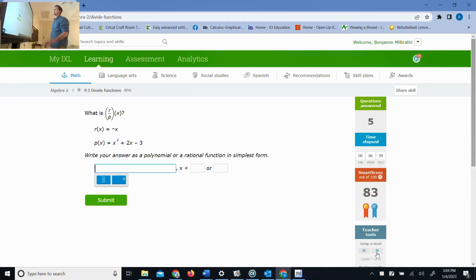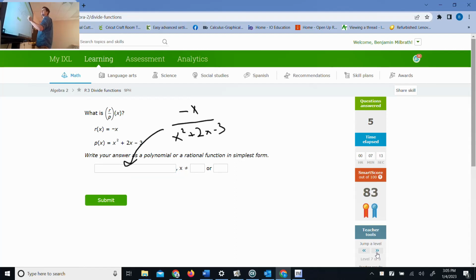Ugh. I like this one because this is a factoring problem. We have negative x over x squared plus 2x minus 3. That's going to go right there. I don't think they care about factoring. Now we have to figure out the domain. It's not where you can just push a choice and get it right. It's going to be two answers.